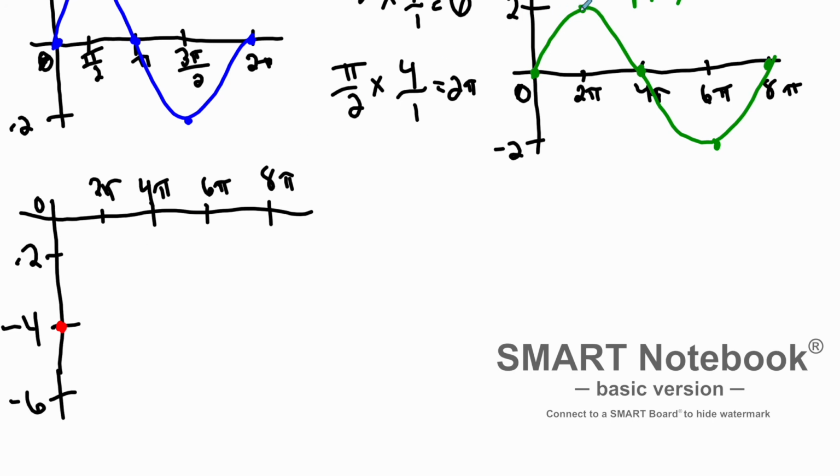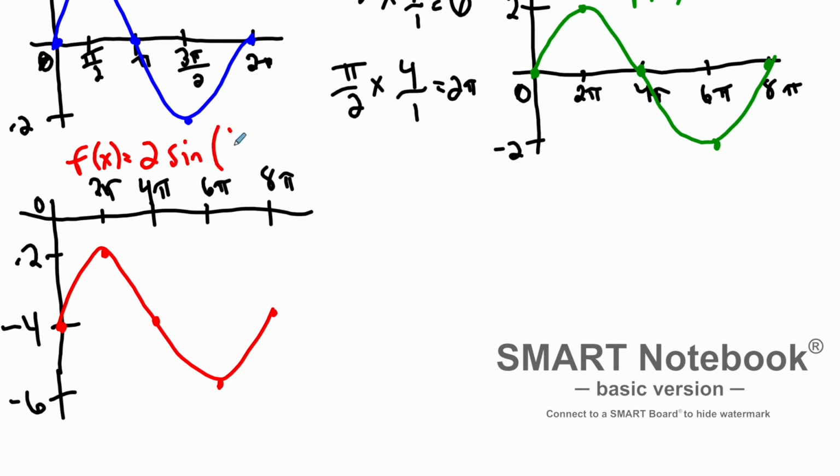Next, 2 minus 4 is down at negative 2. Just keep going. 0, 4 pi, 0 minus 4 gets me down to negative 4. 6 pi, negative 2, well, negative 2 minus 4 is negative 6. And then 8 pi was at 0, minus 4 is down at negative 4. So there is our vertical shift. F of x is equal to 2 sine 1 over 4x, minus 4.